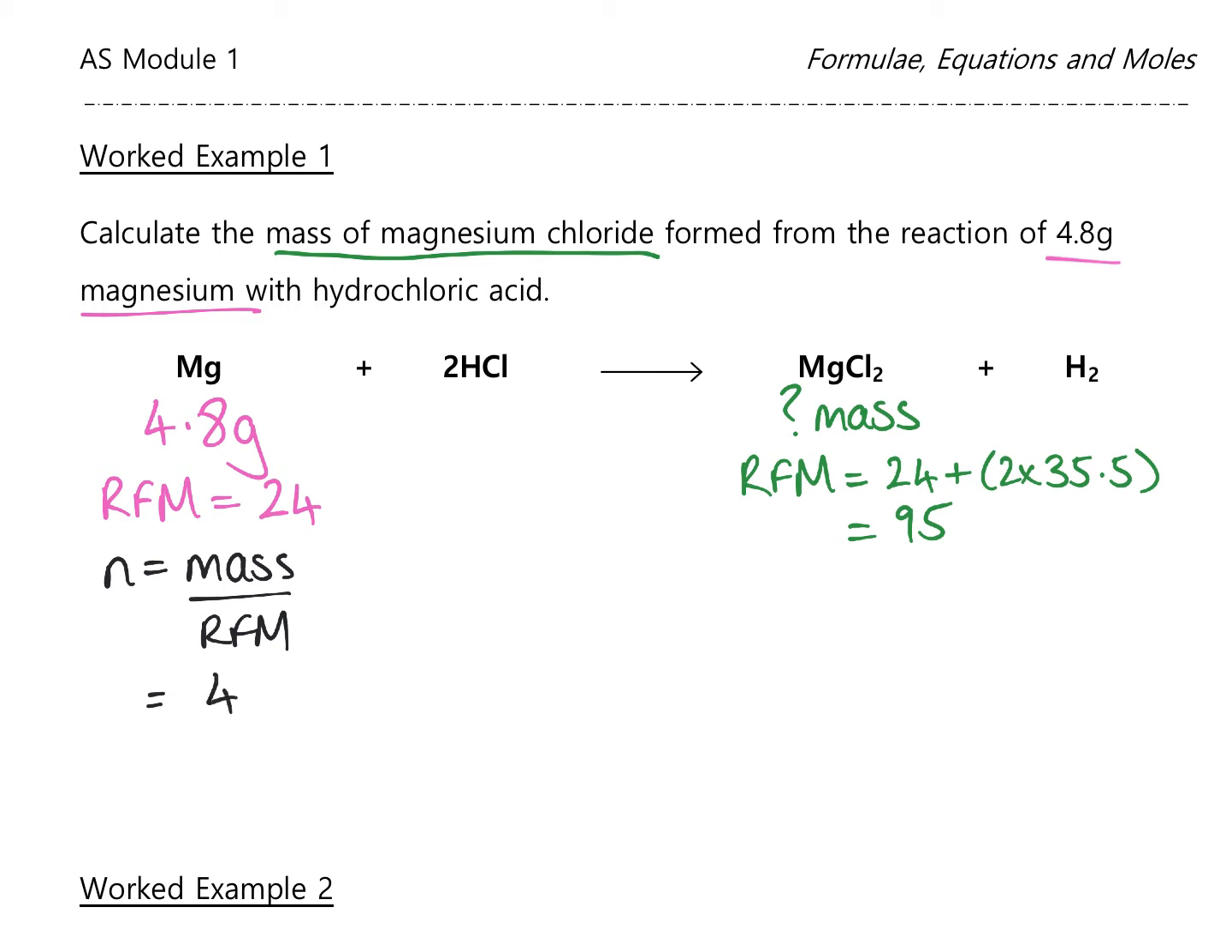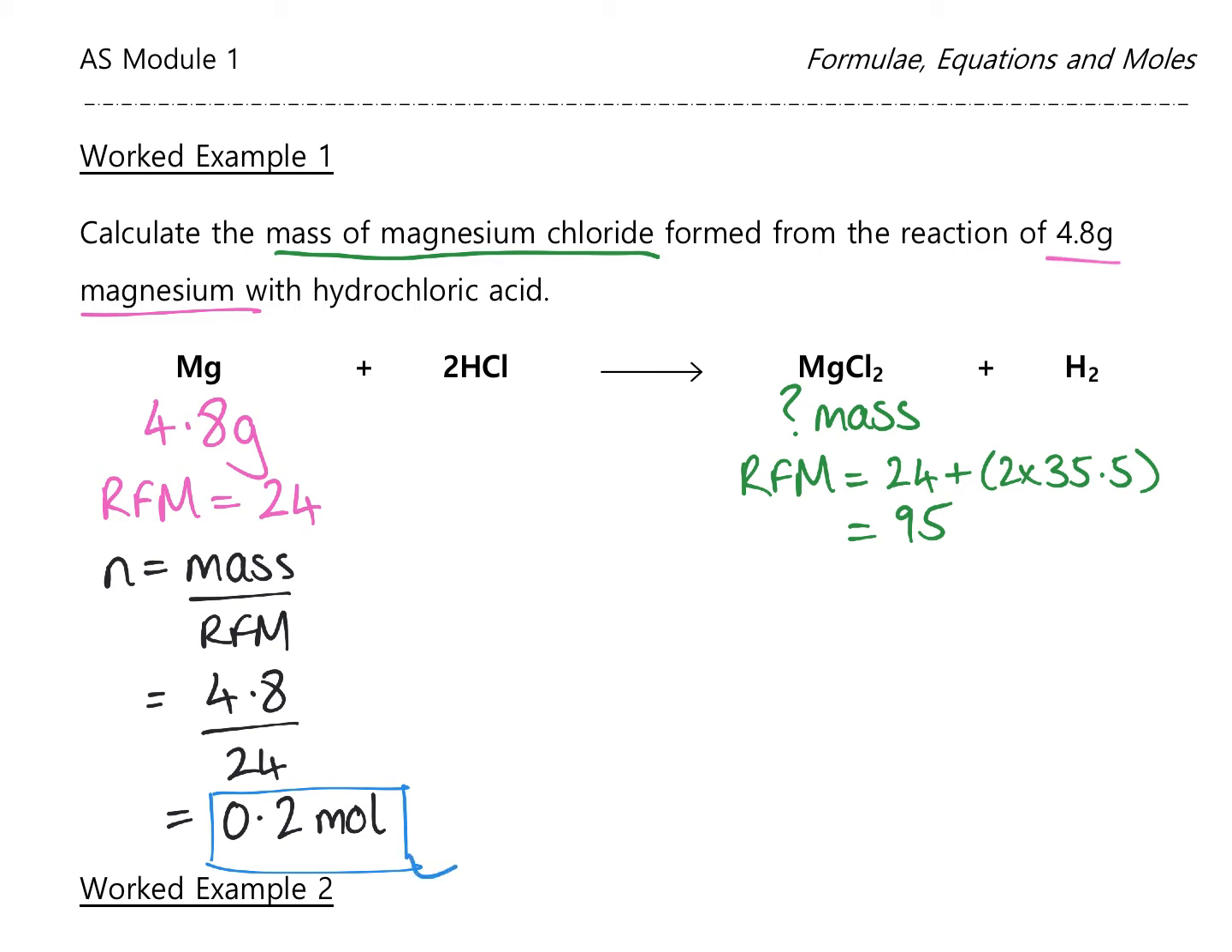to convert to your number of moles. So that's going to be 4.8 divided by 24. You can do this in your calculator along with me if you have your calculator out. That comes out as 0.2 moles, 0.2 mol. So what I want to do is take that number of moles over to magnesium chloride, what I've been asked to work out the mass of.